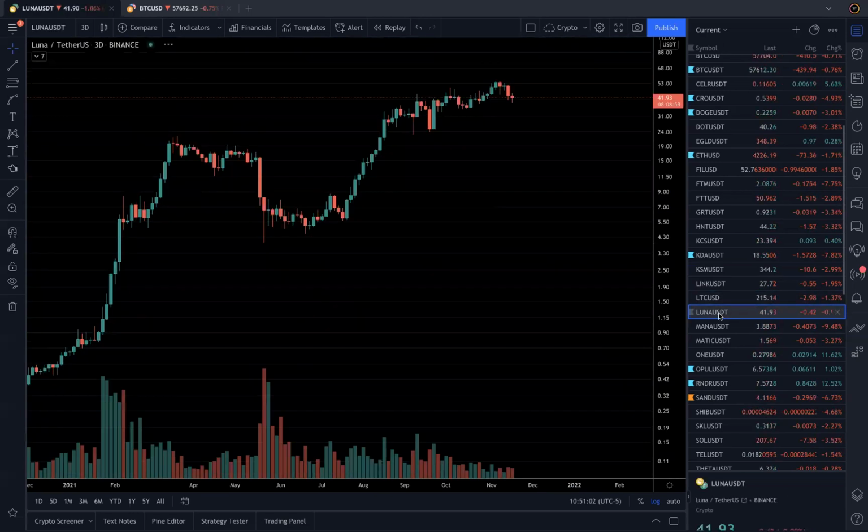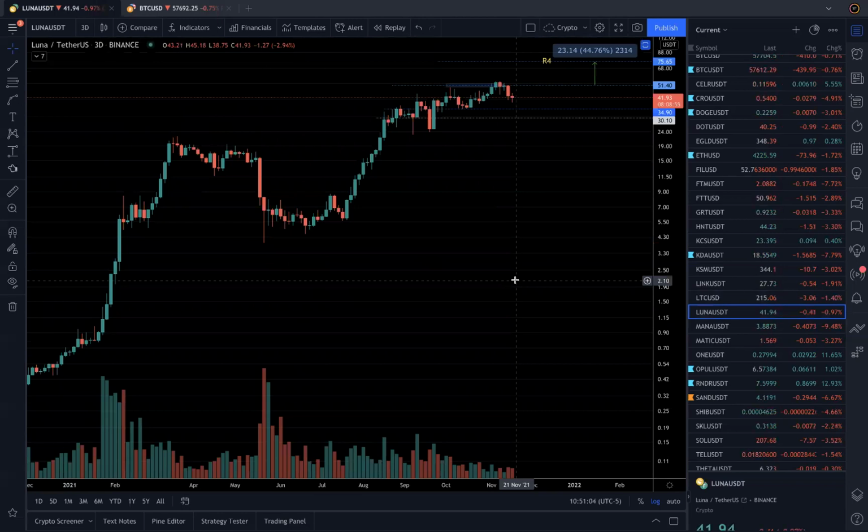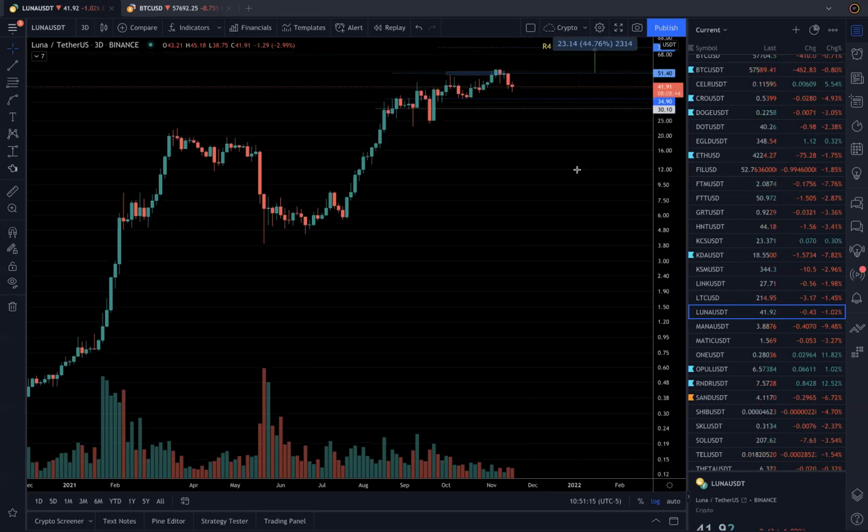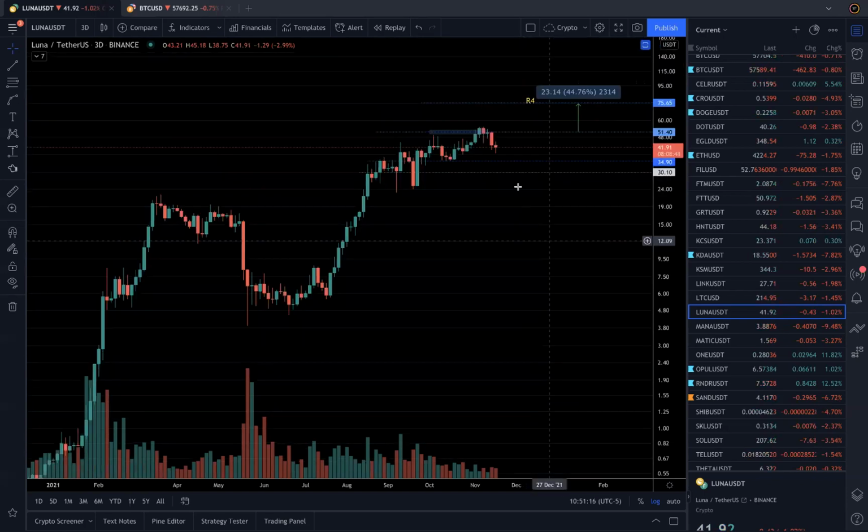Luna is flat. It's not at risk, but if it breaks below the blue 3490 and then 3010, then these are the two defensive levels. So it's not bad as far as opportunity is concerned. It has to break above 56. Otherwise, in simple words, there's no opportunity at this moment.